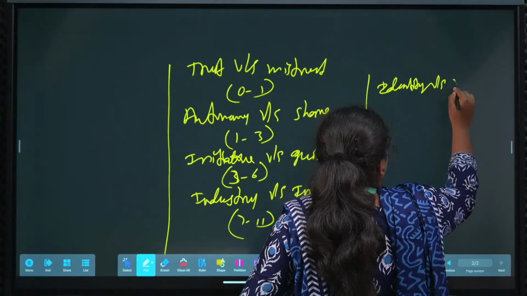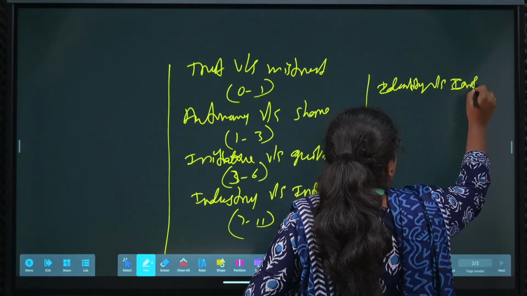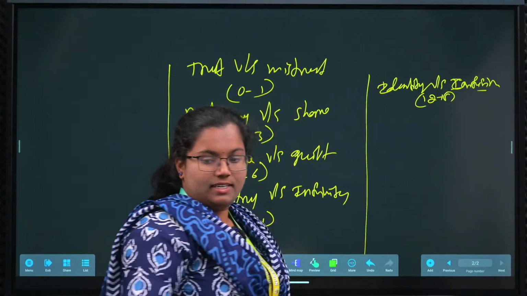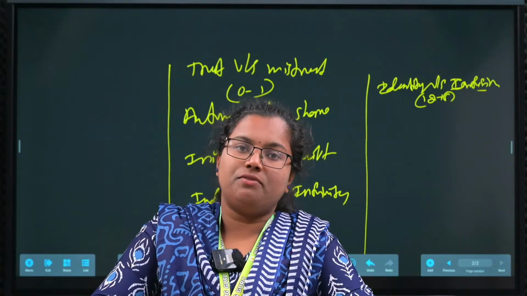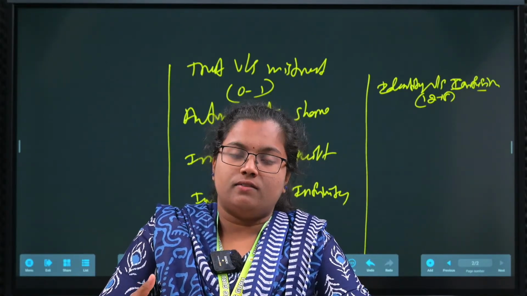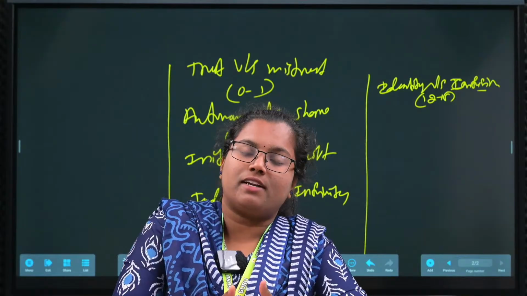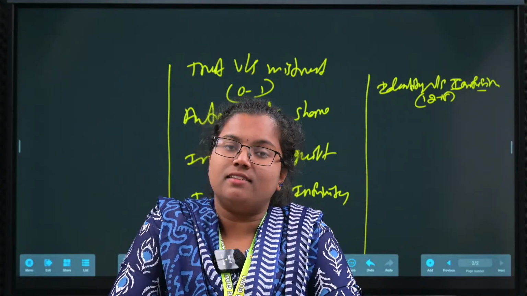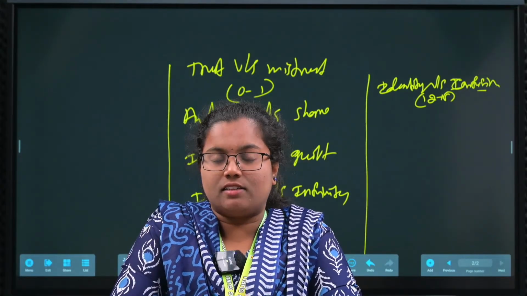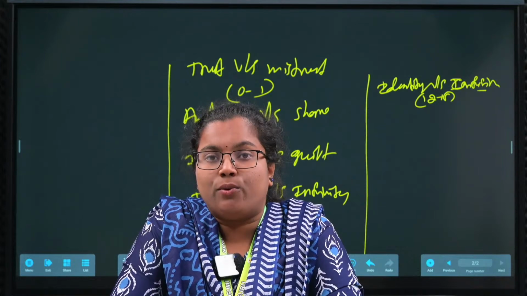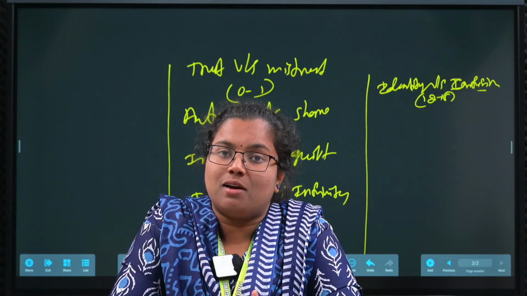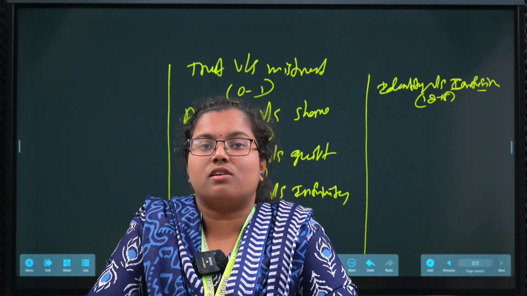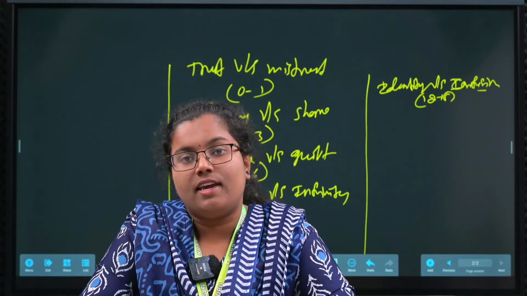Identity versus confusion, from 12 years to 18 years. Here their roles, their responsibility, their identity will be recognized. Identification of their roles, their responsibility and their commitment will develop here. They will try to understand what their role is, what their responsibility is, what their commitment is. This is about identity versus confusion from 12 years to 18 years.